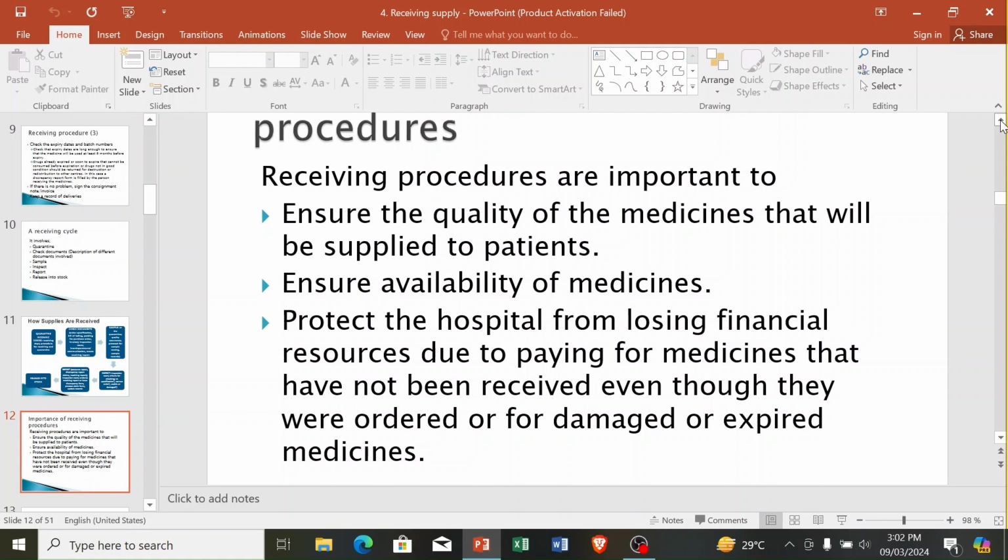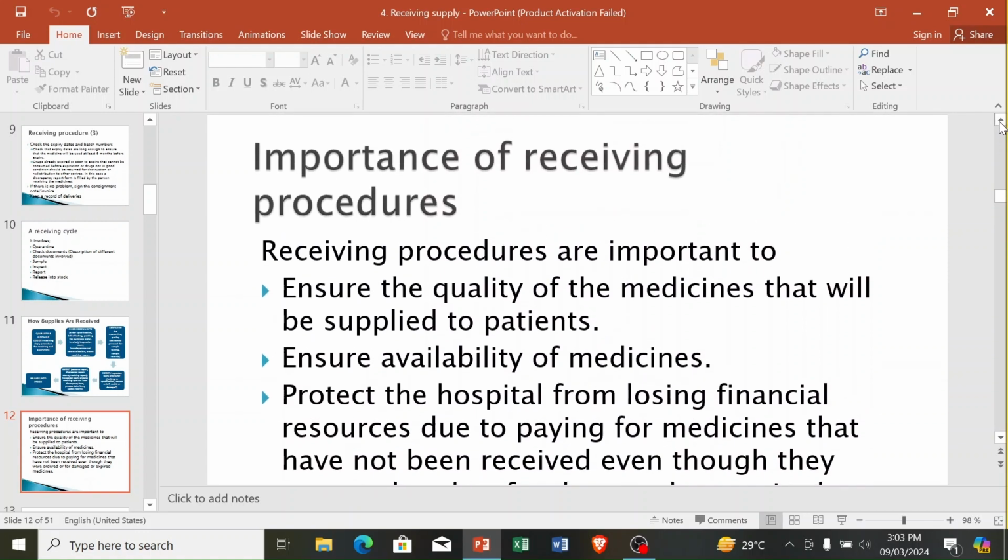supplier. Receiving procedures are important too. These are the different importance of receiving, benefits of receiving, advantages of receiving medicines.